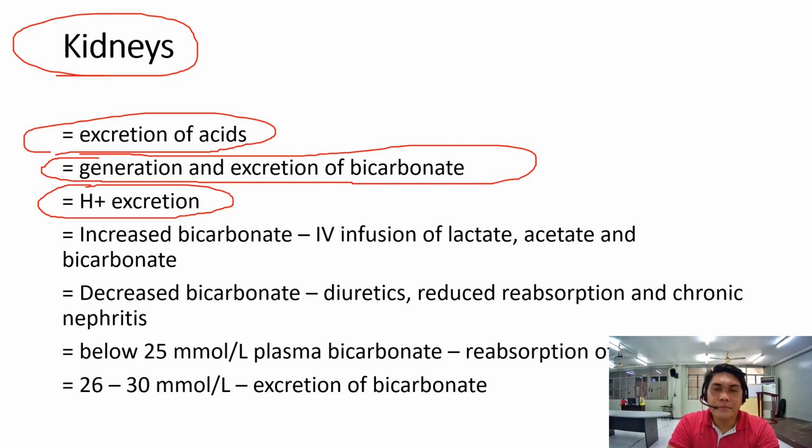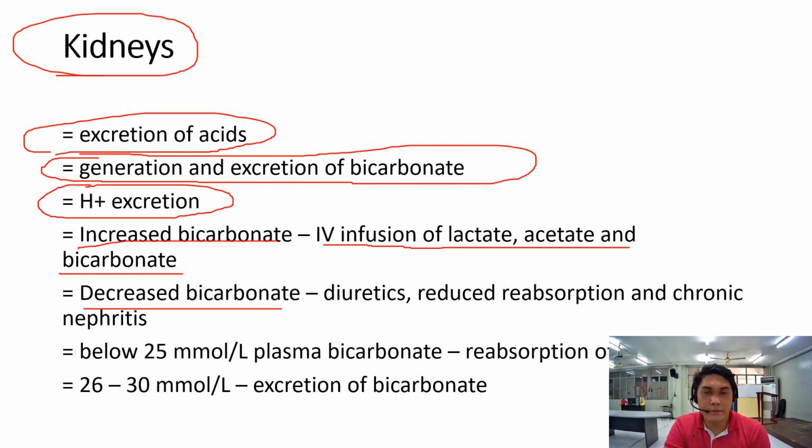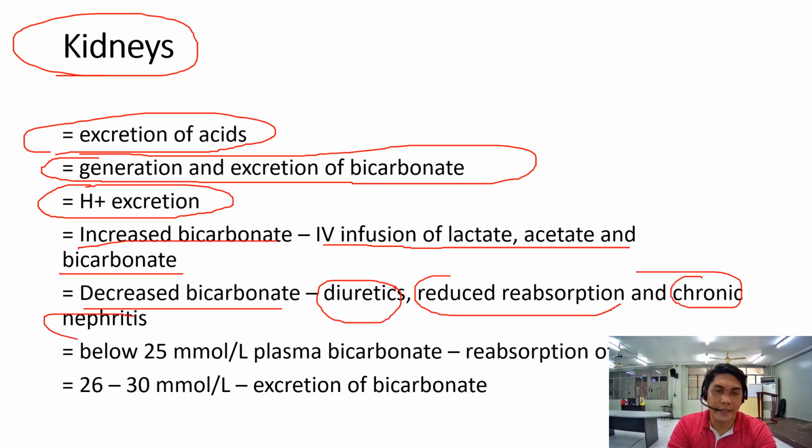Okay. So what are the conditions that are associated with increased bicarbonate? First is IV infusion of lactate, acetate, and bicarbonate. Then next is decreased bicarbonate due to diuretics, reduced reabsorption, and chronic nephritis or kidney damage. So that decreases the bicarbonate level.